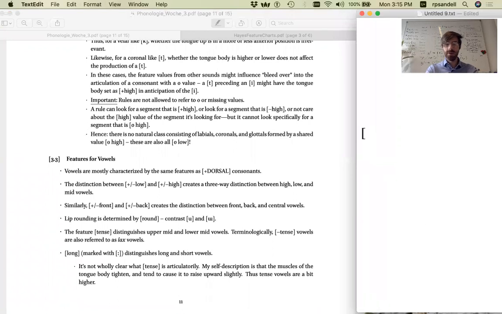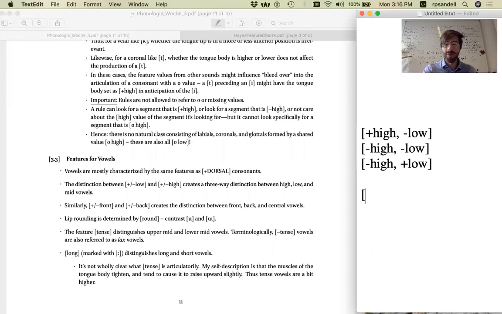So here we have the sounds which are plus high. We have sounds which are plus high and minus low. There are sounds that are minus high and minus low, and sounds which are minus high but plus low. It's not possible to have sounds that are both plus high and plus low. Those are two features that rule each other out.